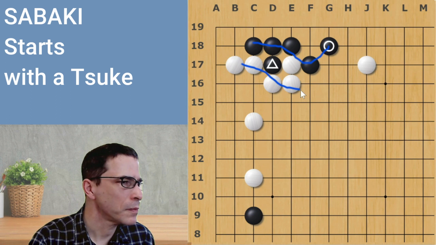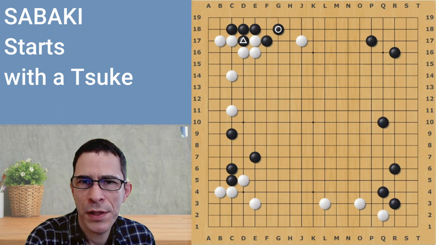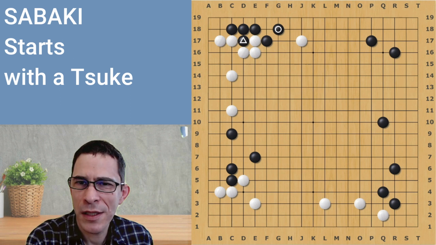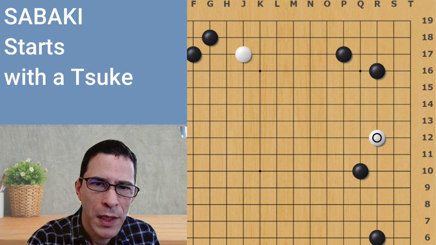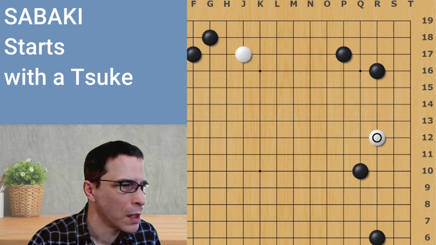Now we're looking at this position with the full board again. Now it's white's turn. Maybe next idea is to jump into the right side. A likely move seems to be this invasion on the third line. Okay, so now we have a close-up of the right side of the board. White has invaded here. White is looking at moves towards the upper right corner or to the lower part of the right side. So we'll start with black playing a pincer here.